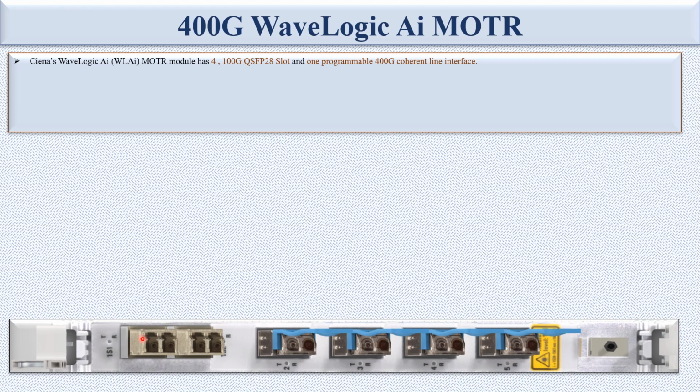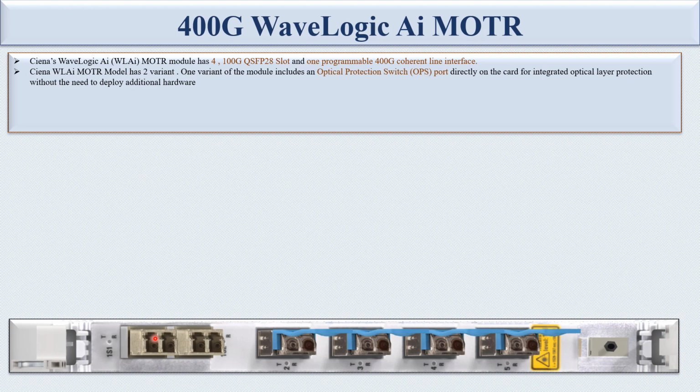Let's discuss something special and different about the 400G WaveLogic AI MOTR card, which makes it very scalable and programmable. The Ciena WaveLogic AI WLAI MOTR module has 4 x QSFP28 slots. You can see here 1, 2, 3, 4. These 4 QSFP28 slots and one programmable 400G coherent line interface. You can see here one is programmable, and that is the 400G coherent line interface.